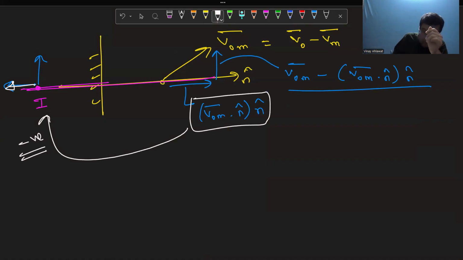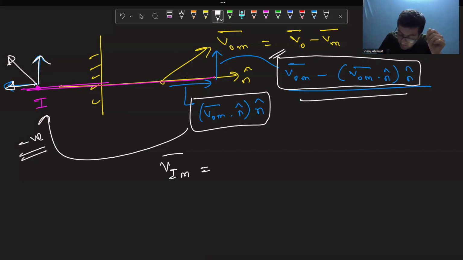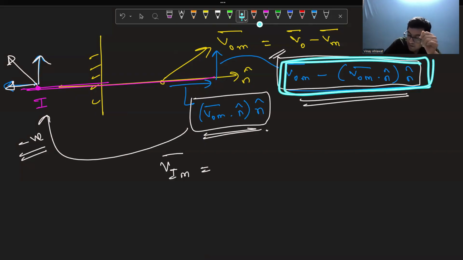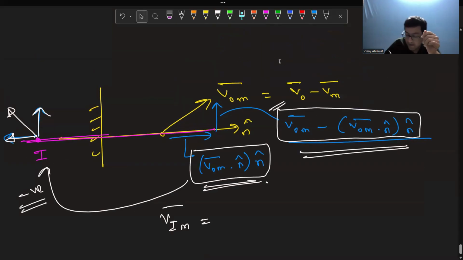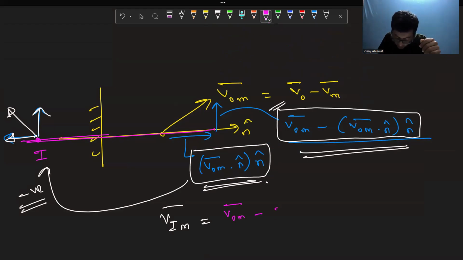And this vector would be same as this vector. Agreed? So velocity of image with respect to mirror would be this vector minus this vector. That will be this vector, minus this vector. So this technically becomes VIM is VOM minus 2 times VOM dot n cap into n cap.